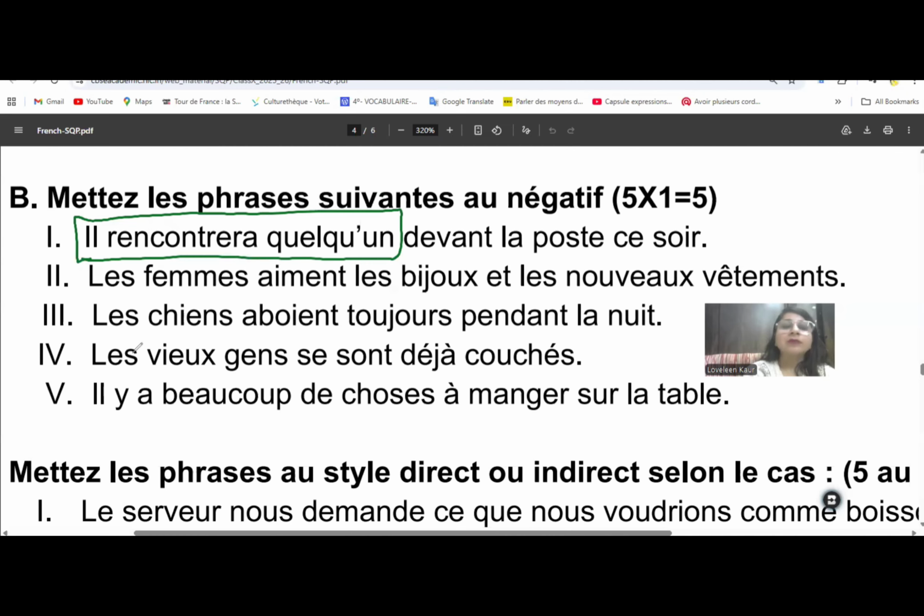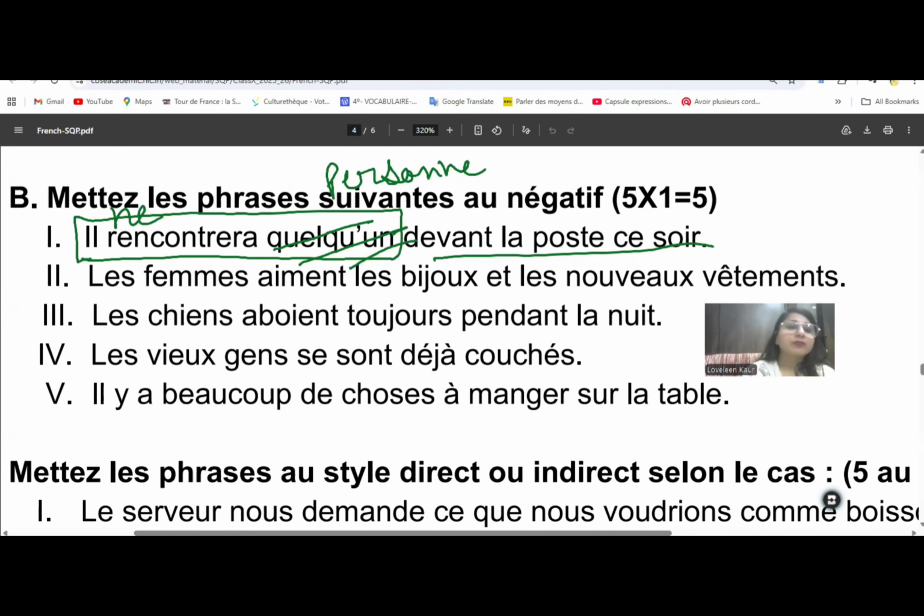I'll say, yes, we'll say "il ne rencontrera". Now "quelqu'un" will change to "personne". Now you know, easy, huh? So "il ne rencontrera personne". Now the rest of the sentence you can put as it is. "Devant la poste ce soir." La poste is what? Post office. Ce soir, this evening. "Il ne rencontrera personne devant la poste ce soir." He will not meet anybody in front of the post office.